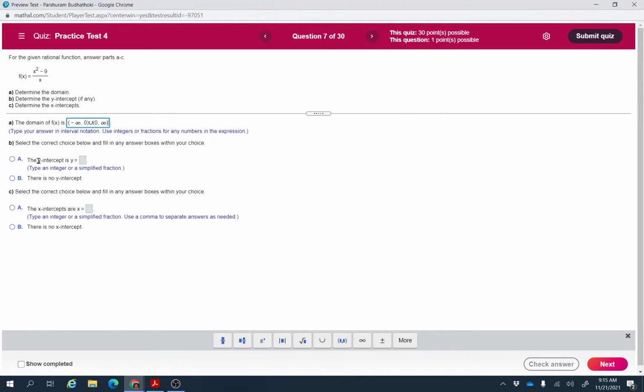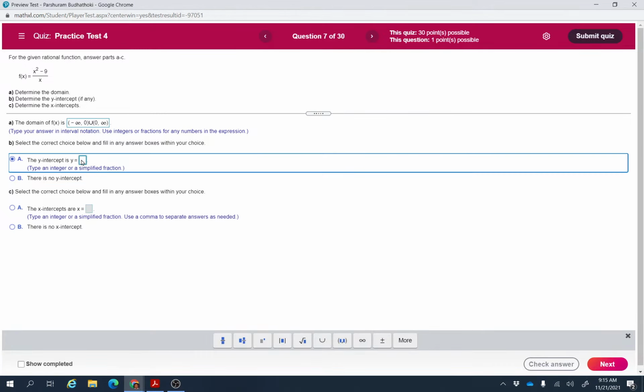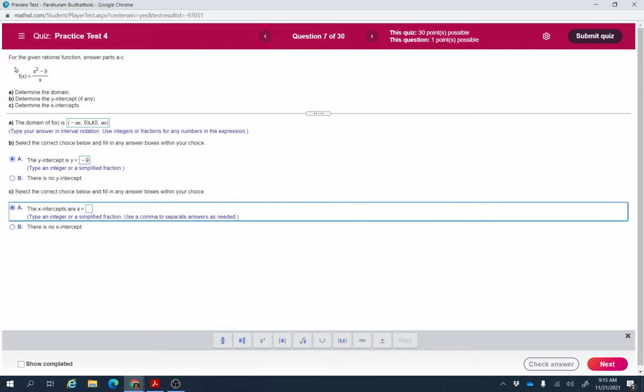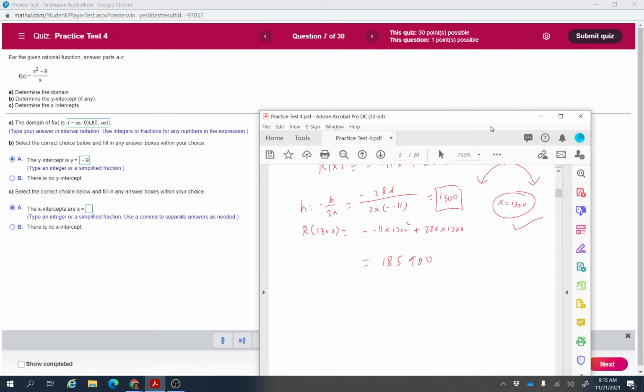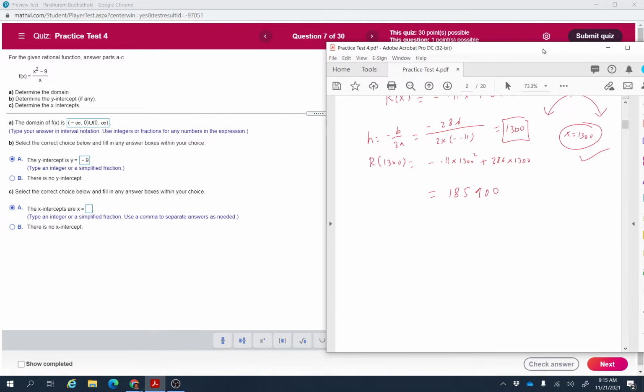Now for finding the y-intercept, just put x equal to 0 here. That will give you the y-intercept -9. Put x equal to 0 in this function, and then for the x-intercept, put the function equal to 0 and solve for x. Let me show you in this problem 7, function equals 0, that gives you the x-intercept.